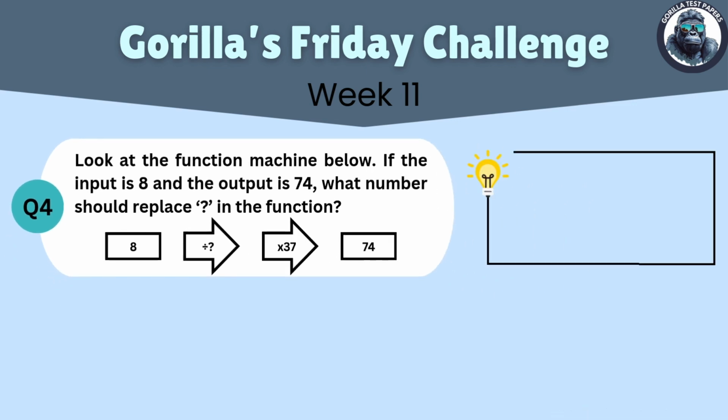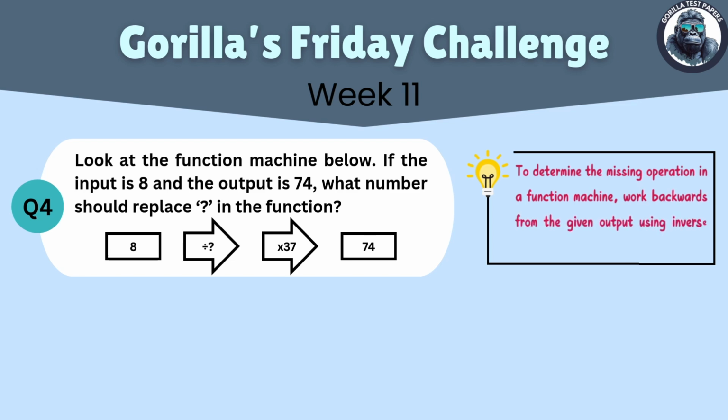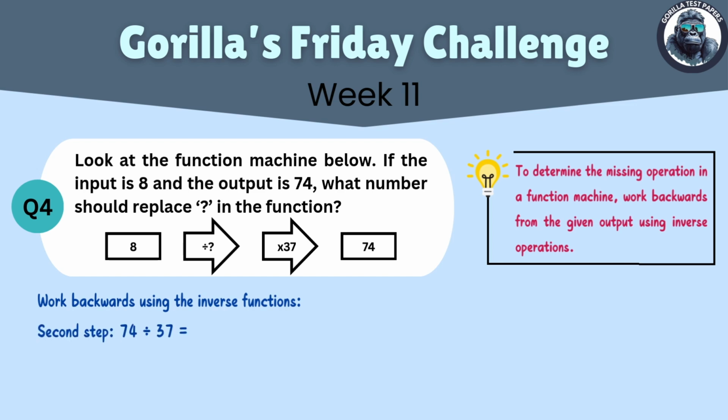The learning point for this question is that to determine the missing operation in a function machine, work backwards from the given output using inverse operations. So using our learning point, we know the output is 74 and the input is 8, so let's work backwards using the inverse functions. So first, we divide 74 by 37 because this is the opposite of the second operation in the machine, which gives us 2.